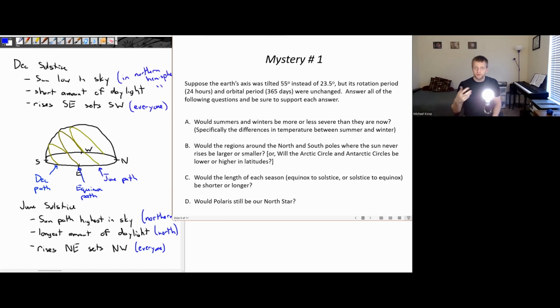The last one, would Polaris still be our North Star? With the actual tilt of the Earth, Polaris is right above our North Celestial Pole. So if this is the direction of the North Pole, or of that rotation axis, Polaris is right in that direction. If I tilt this even more, well, now the North Pole is pointing at some other star. So Polaris would no longer be our North Star, it would be some other kind of star.